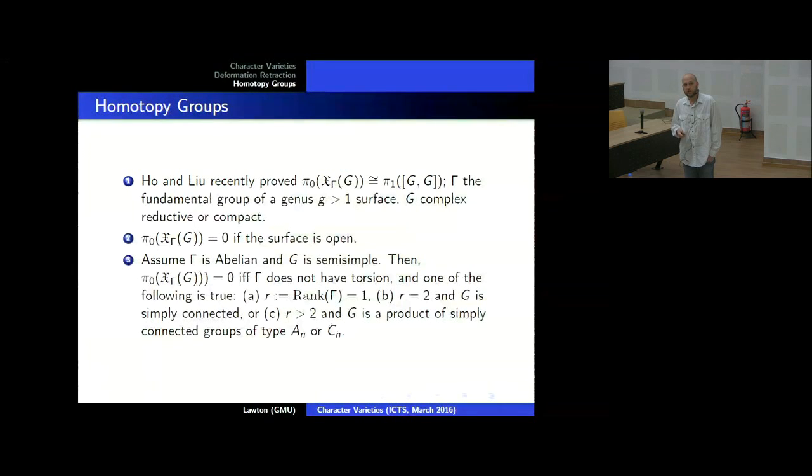If the rank is 2, G has to be simply connected. If the rank is higher than 2, then G not only has to be simply connected, but it has to be a product of simply connected groups of type A or C. And that's an if and only if statement. So that tells you when it's connected. And when it's disconnected, you could ask how many connected components there are. There are various things that you can say. I don't have a clean statement, so I didn't write anything.